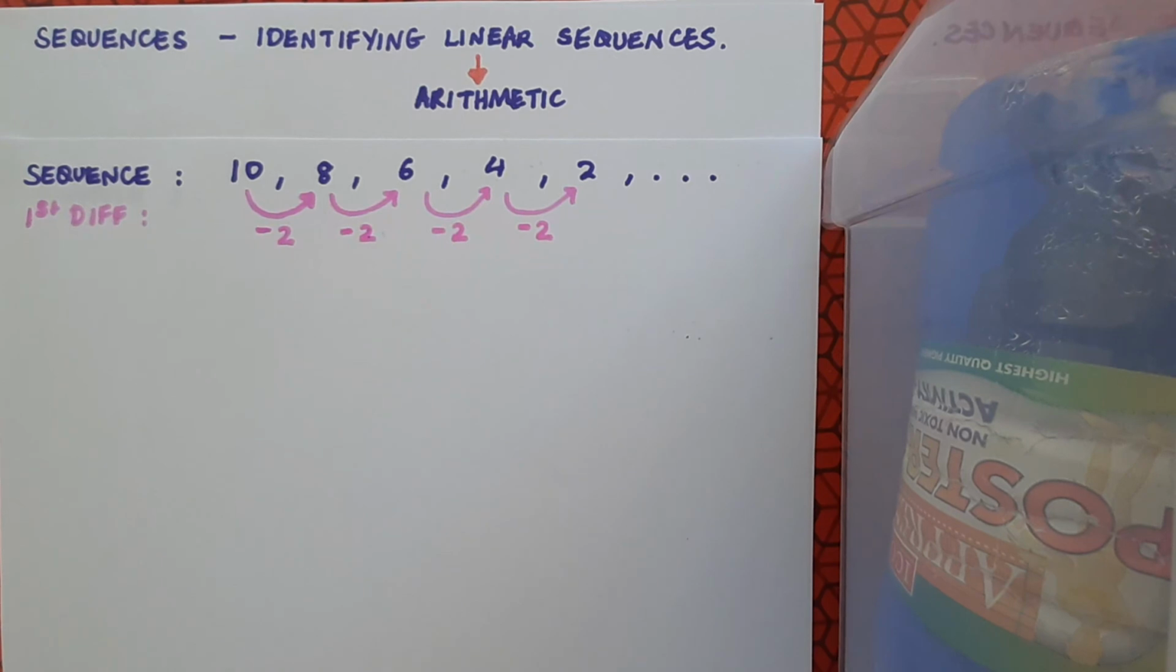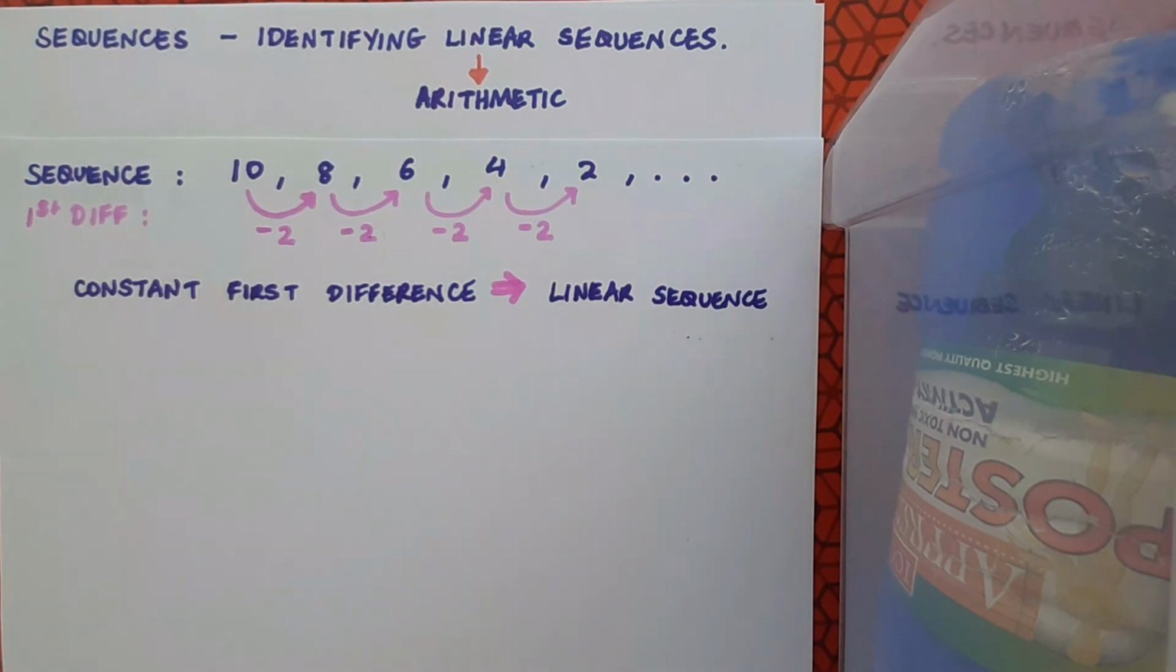I don't need to go any further. I can see that I've got a common first difference. So this tells me that I'm going to have a linear sequence. Because I have a constant first difference, I do have a linear sequence.